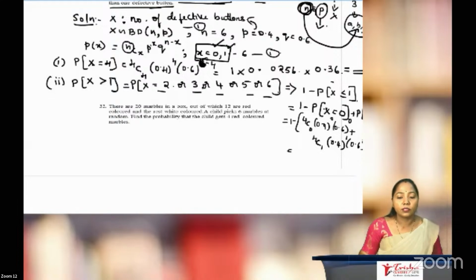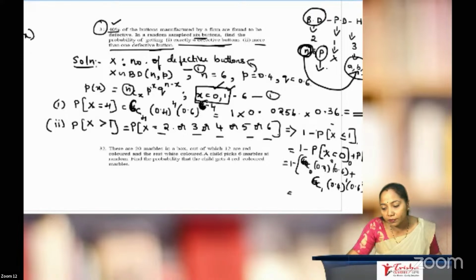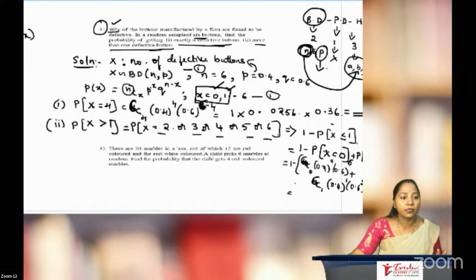Okay, so that is how you find the probability for question number 31. Any doubt? 6C4. Yes, again it is 6C4, correct. I took n as 4 over there. 6C0, 6C1. So x less than or equal to 1, 0.4 to the power 0, and 6 minus 0 is 6. Okay, in this case, 6 minus 1 is 5. Yes, is it correct? Yes.